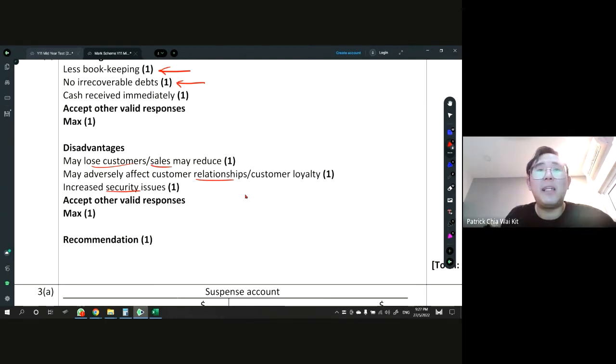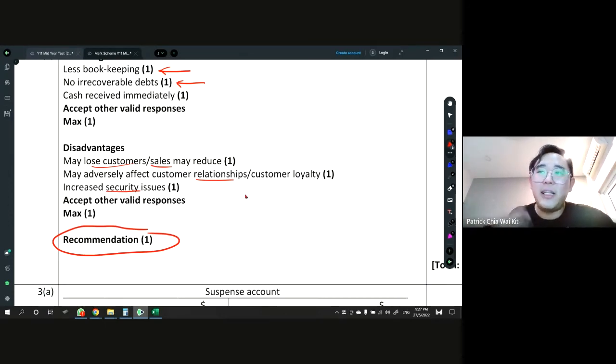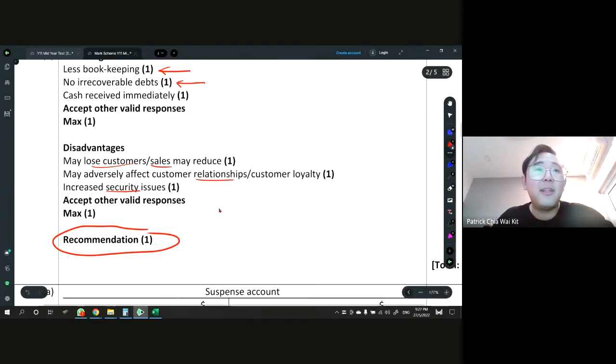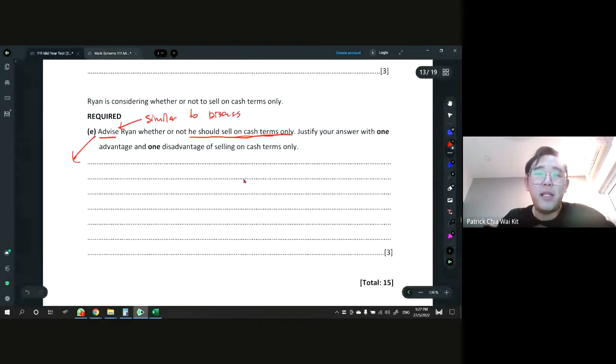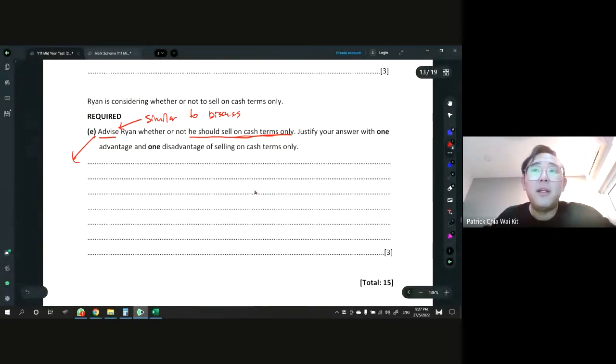In this case, you only need one advantage and one disadvantage. Then after that, you have to give your recommendation. This is what I mean by a free mark. Your recommendation can be that he should not sell on cash basis only, or he should sell on cash only. There's no right or wrong answer. You just need to choose one, whether you agree or disagree, whether he should or should not. Got it? That's how you do an advice question. It's not that hard. Definitely you will be seeing a question like this in your midterm exam. I hope no problem.